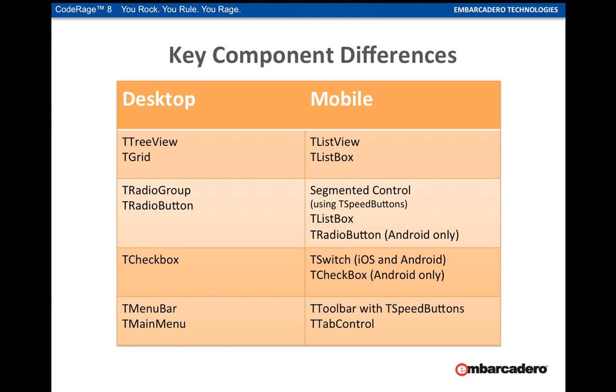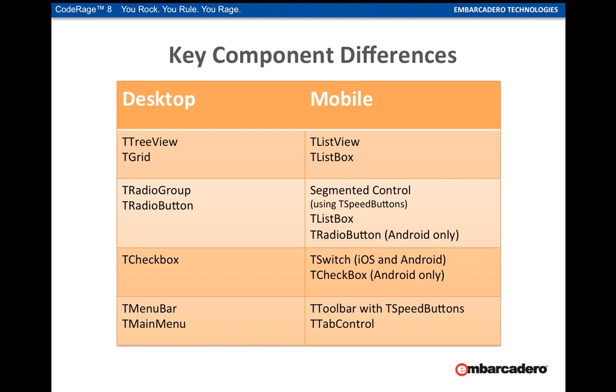Now, key component differences. Now, looking at the mobile column here, TListView and TListBox would be used in place of a TTreeView or a TGrid that you would use, for example, on the desktop. On the mobile device, you would use a TListView component for long data-bound scrollable lists, and a TListBox component for small input dialogues, for example, an address form or a sign-up form, or also a settings page.